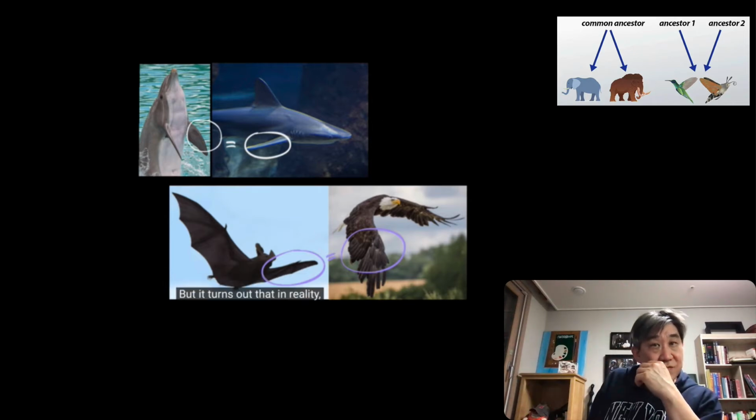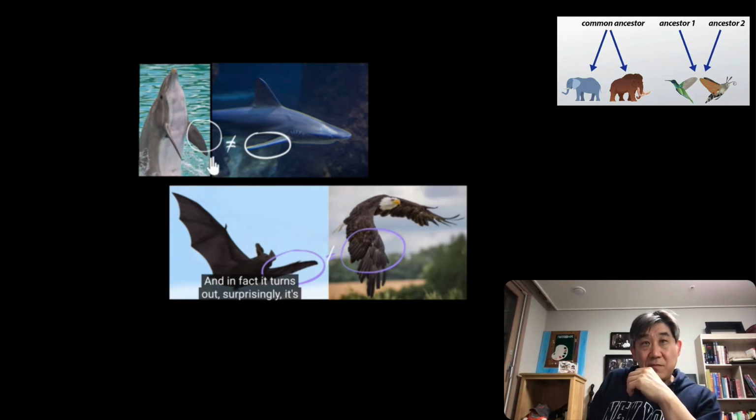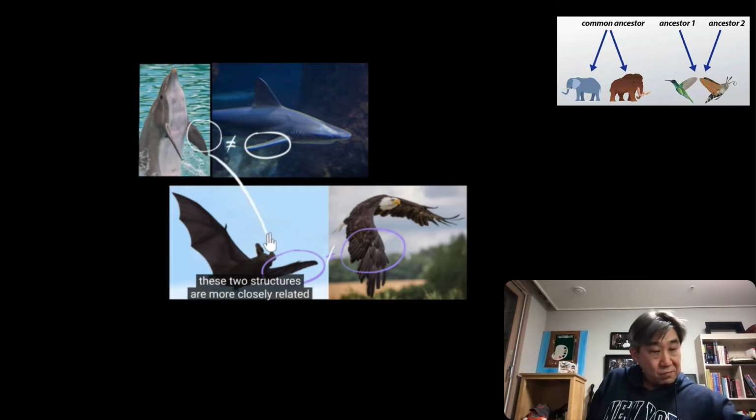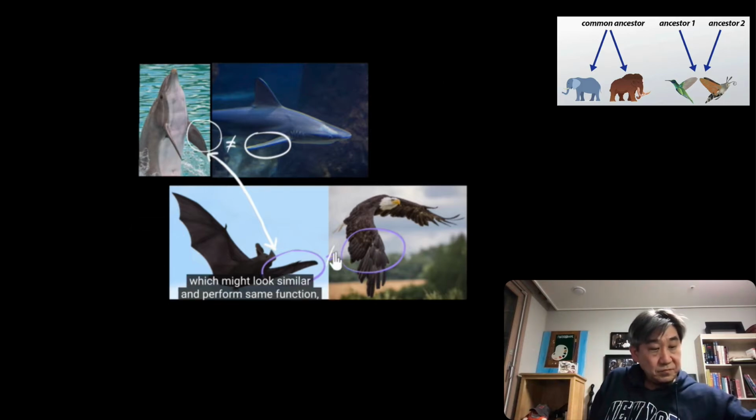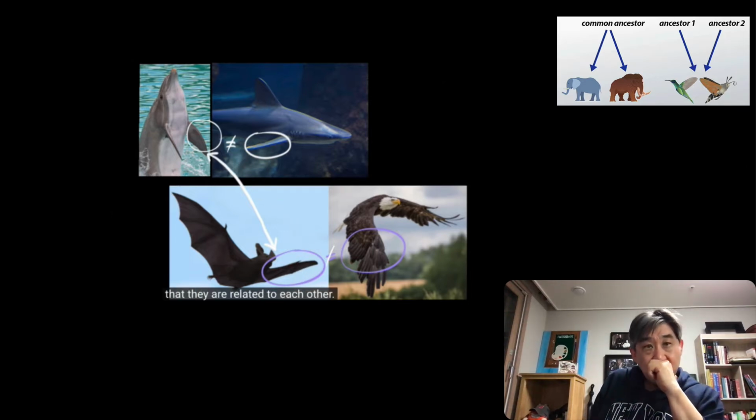But it turns out that in reality, they are not as closely related to each other. And in fact, surprisingly, these two structures are more closely related than these two or these two. Yeah, this sounds very confusing, I know. So in this video, we'll explore why certain structures which might look similar and perform the same function do not necessarily mean that they are related to each other. And on the other hand, we will see that although some other structures might look very different and perform different functions, they can be related to each other.